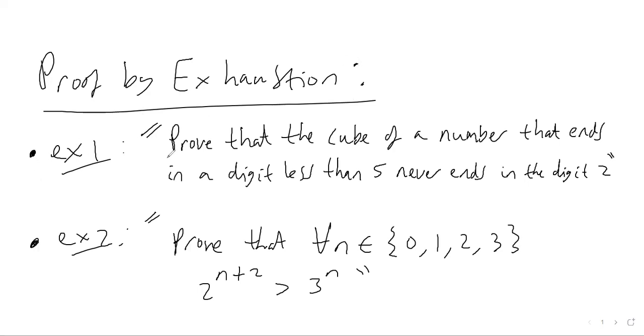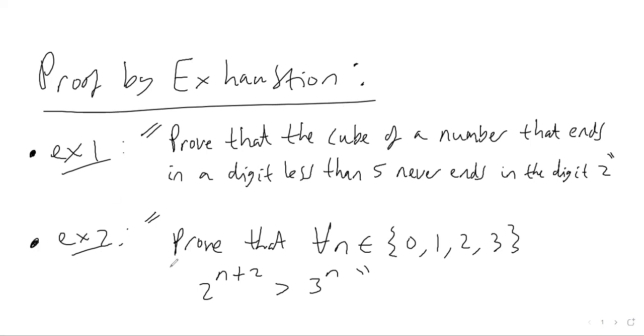So this first example that we're going to go through: prove that the cube of a number that ends in a digit less than 5 never ends in the digit 2. To prove this statement, we're going to have to cube numbers. Well, not every number, we'll see in a minute, but numbers that end in a digit less than 5. And then we've got to check all of the cases and check whether these cases end in a digit of 2. And if none of those numbers end in a digit of 2, then we've proved the result.